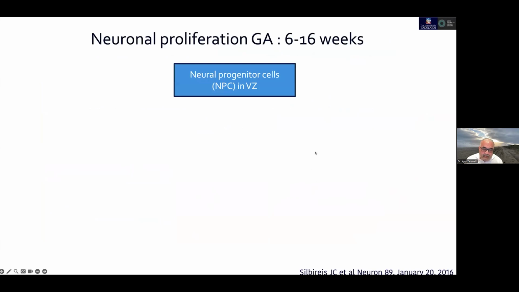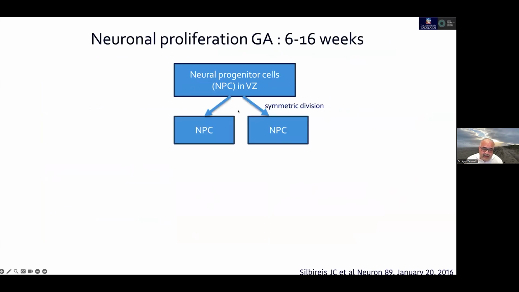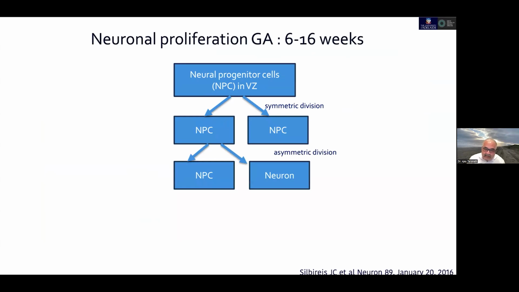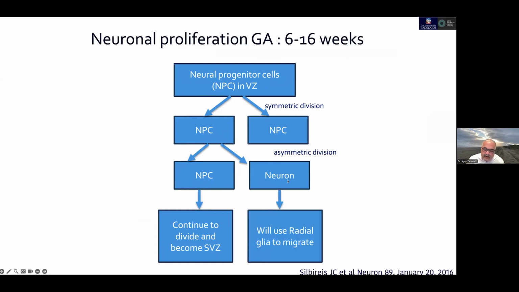A little bit about embryology. You have neural progenitor cells that sit in the ventricular zone. Initially, they go through a phase of symmetric division so as to increase the pool of the neural progenitor cells. So one neural progenitor cell will give rise to 2. After a while, the neural progenitor cells undergo an asymmetric division in that one of them will give rise to one neural progenitor cell and a neuron. The neural progenitor cell will continue to divide and enter the subventricular zone, whilst the neuron uses the radial glia to migrate.